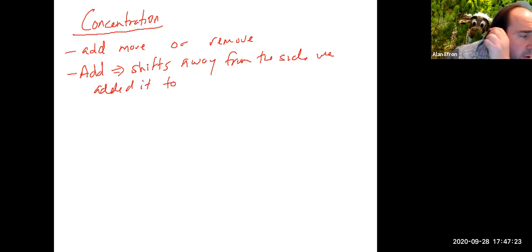So if you add more reactant, it will shift away to the products. If you add more products, it will shift towards the reactant side. So add away, AA is a good way to remember that. The other thing that you could do is you could remove.